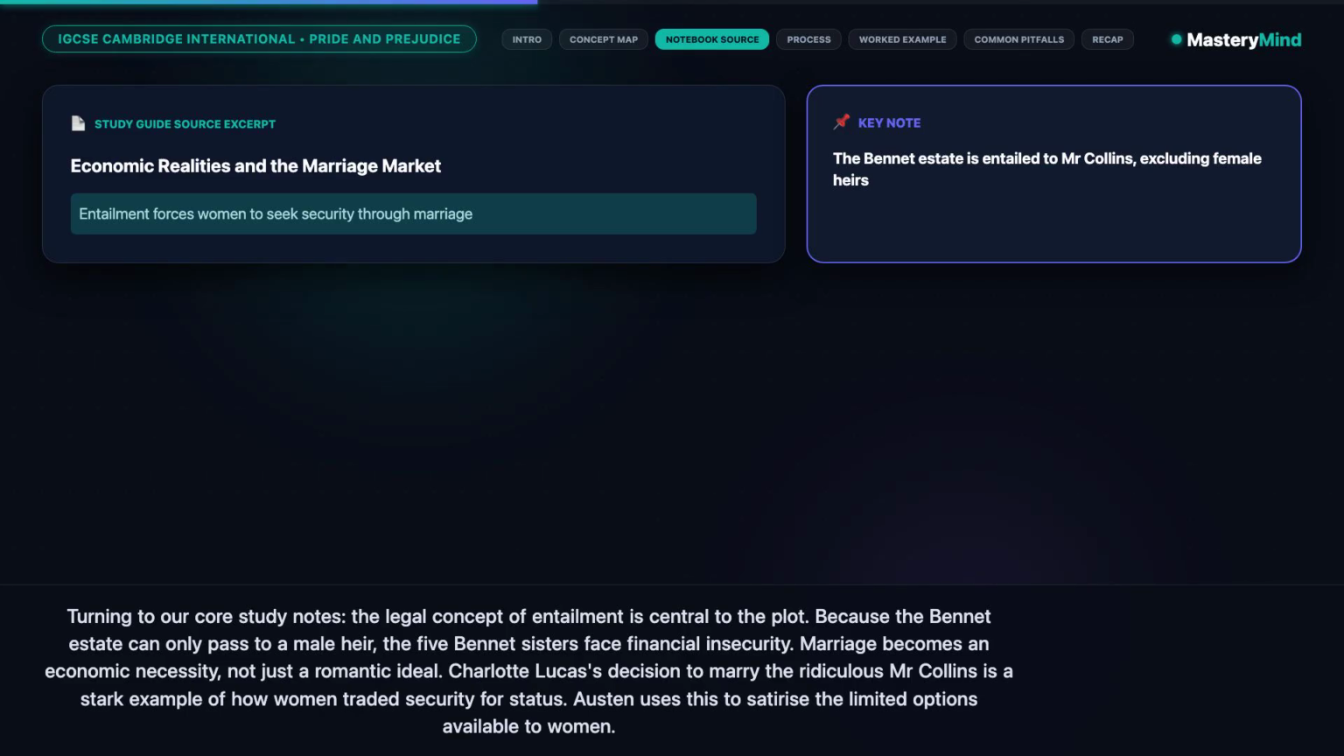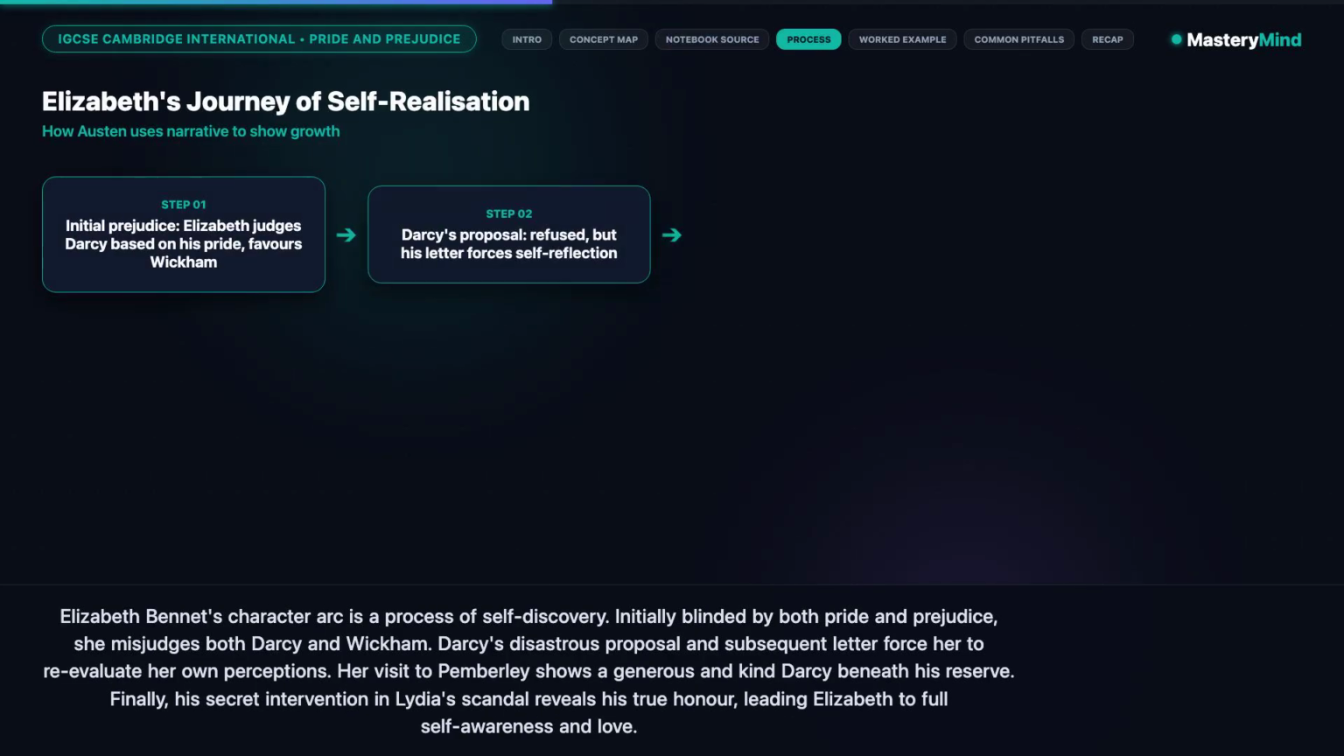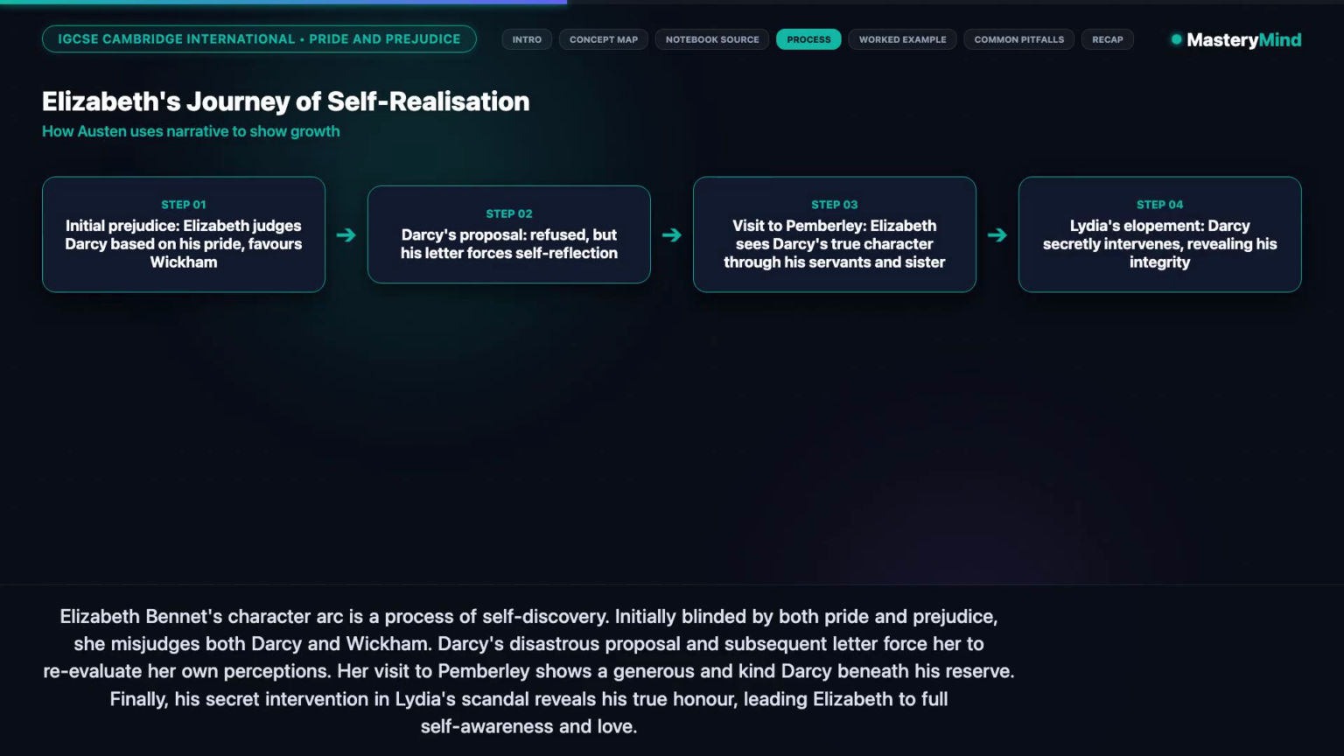Elizabeth Bennet's character arc is a process of self-discovery. Initially blinded by both Pride and Prejudice, she misjudges both Darcy and Wickham. Darcy's disastrous proposal and subsequent letter force her to re-evaluate her own perceptions. Her visit to Pemberley shows a generous and kind Darcy beneath his reserve. Finally, his secret intervention in Lydia's scandal reveals his true honor, leading Elizabeth to full self-awareness and love.